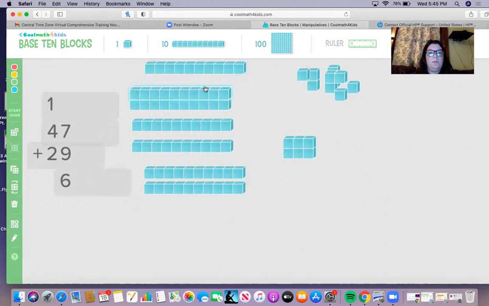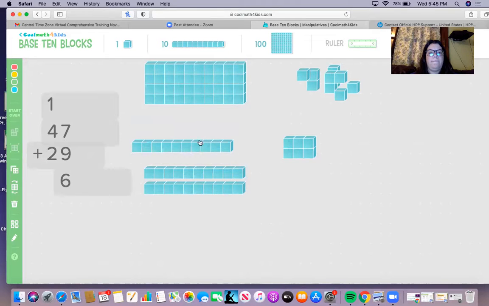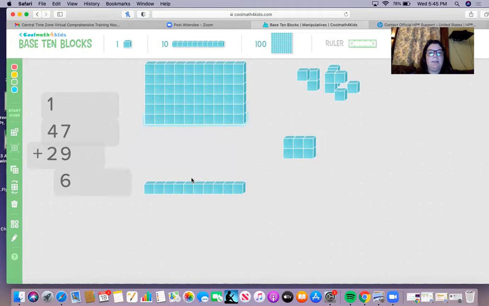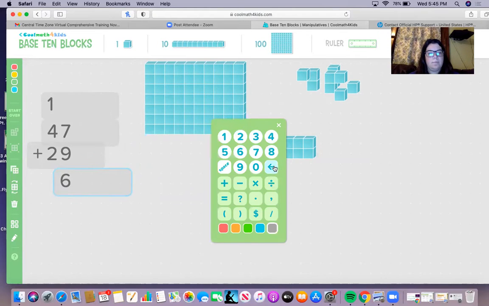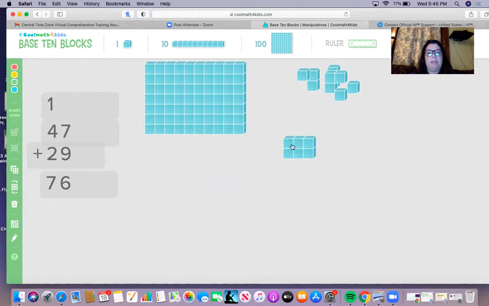1, 2, 3, 4, 5, 6, 7. And there's our answer. 47 plus 29 is 76. And that's what we have. We have 70 and 6 more, 76. Okay, so that's the only additional step, is now we're adding the tens.